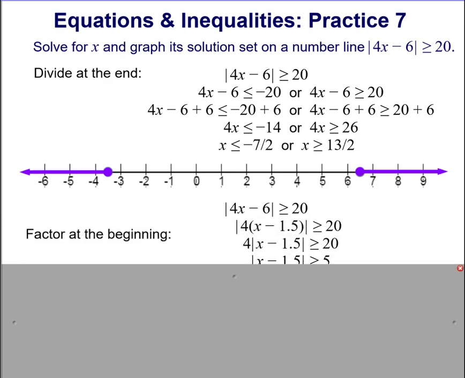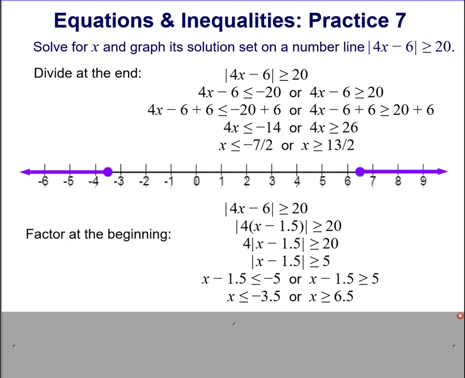If we go ahead and factor in the beginning, you'll notice I take out my 4, and that's going to leave me 4 times the quantity x minus 1.5. The absolute value of 4 is positive 4, so you'll notice that's outside the inequality here. And next, I divide by positive 4. So positive 4 divided by positive 4 is a positive 1, so we don't need it because 1 is an identity number. Anything times 1 is itself. But over here, 20 divided by 4 is a positive 5.